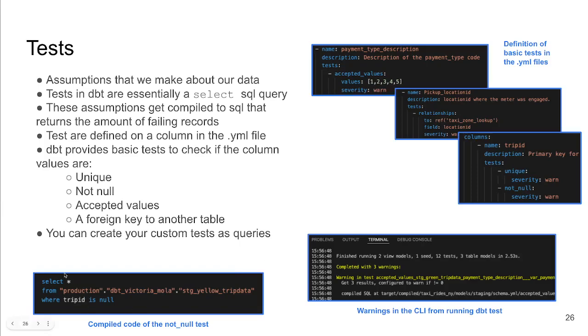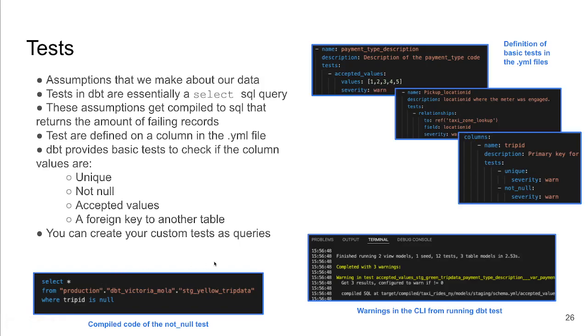And here we can see how after running the test, from the target folder, I can show the compiled code for the not null test. If you see here, it's actually checking that the trip ID is null, which means it's always checking against the actual assumption. And if this gives me a result, then the test has failed. If it doesn't give me a result, it means nothing is null, the test has passed.